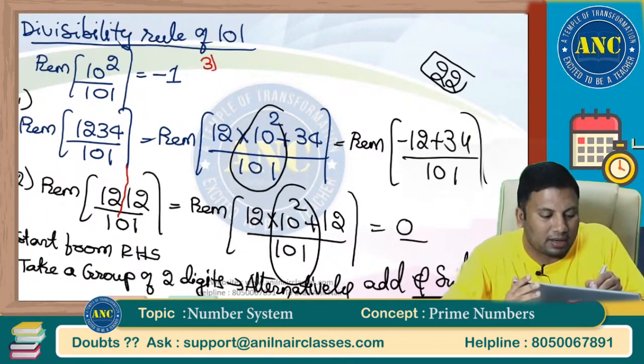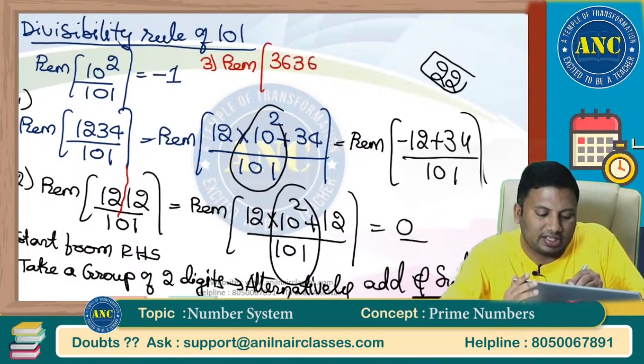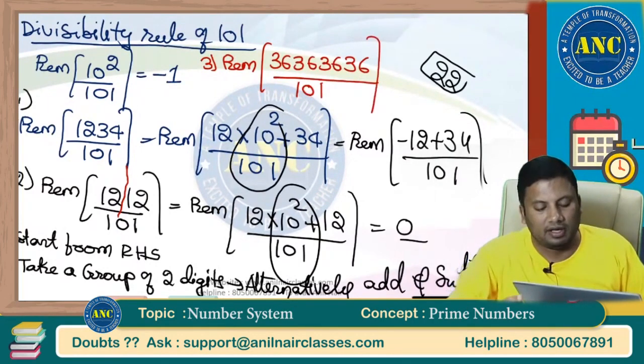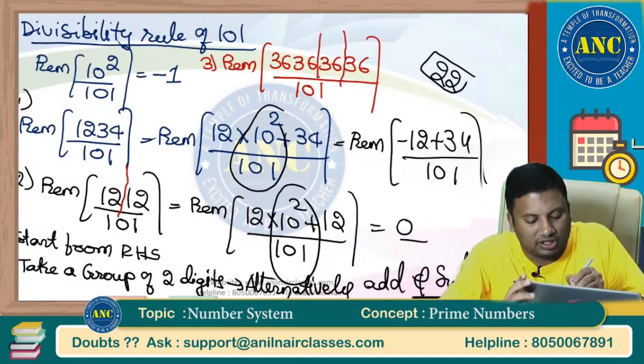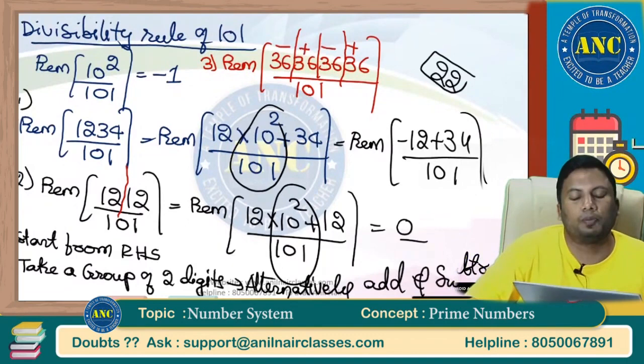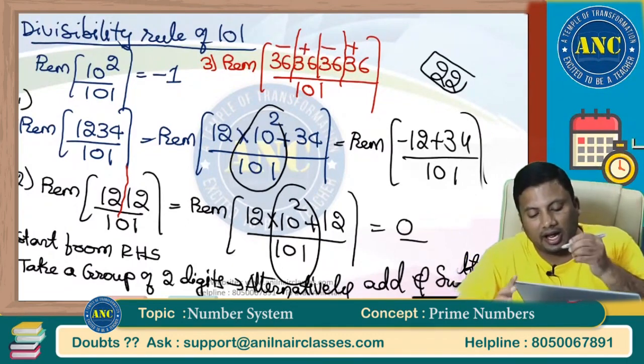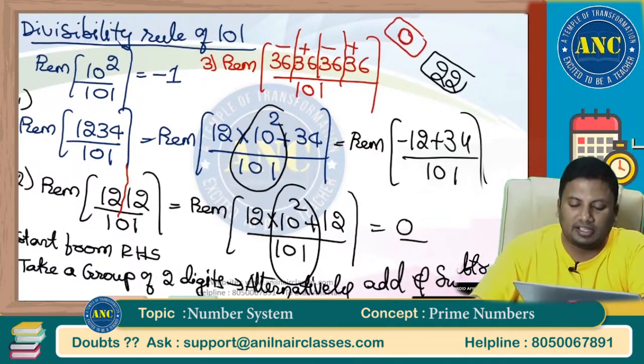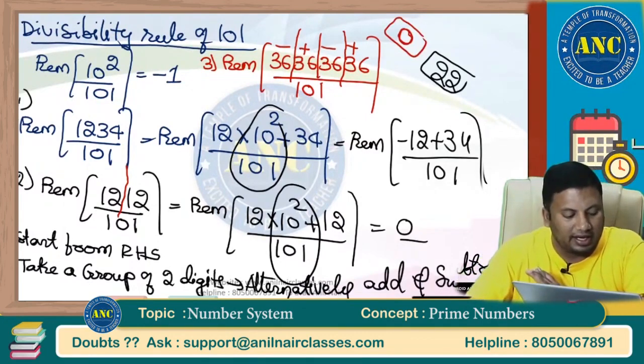Suppose third example. See here, sir. 36, 36, 36, 36 divided by 101. Now take a group of 2 digits. Alternatively add and subtract. Take a group of 2 digits. Alternatively add and subtract. Answer is nothing but 0. I hope the idea is clear.